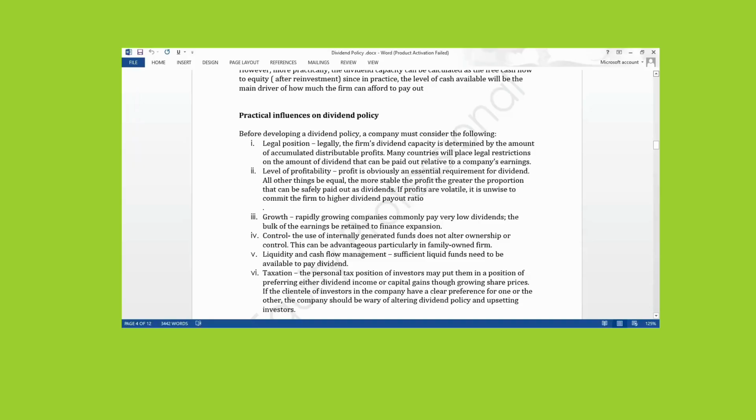Growth potential. A rapidly growing company will pay less dividends. If your company is growing, you prefer to plough back, reinvest most of your profits to sustain the growth. A rapidly growing company commonly pays very low dividends; the bulk of the earnings will be retained and reinvested to finance the expansion.